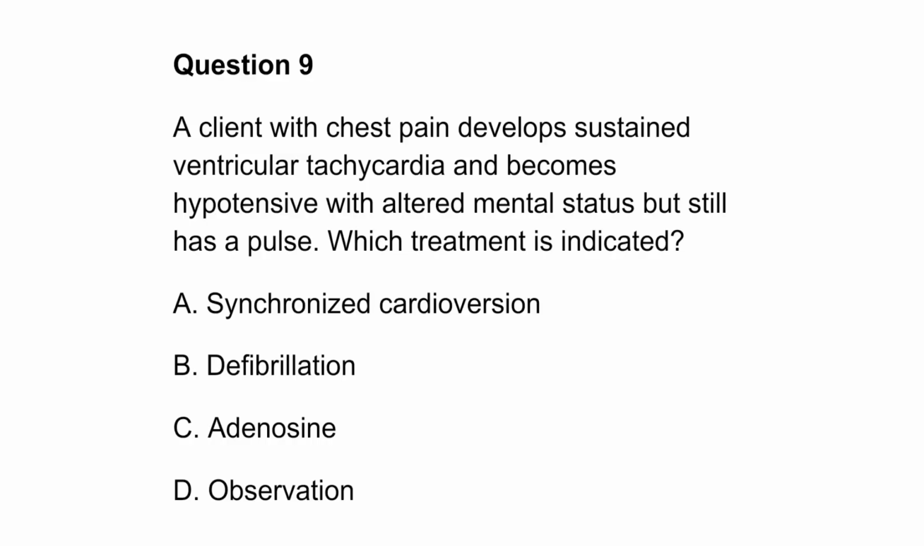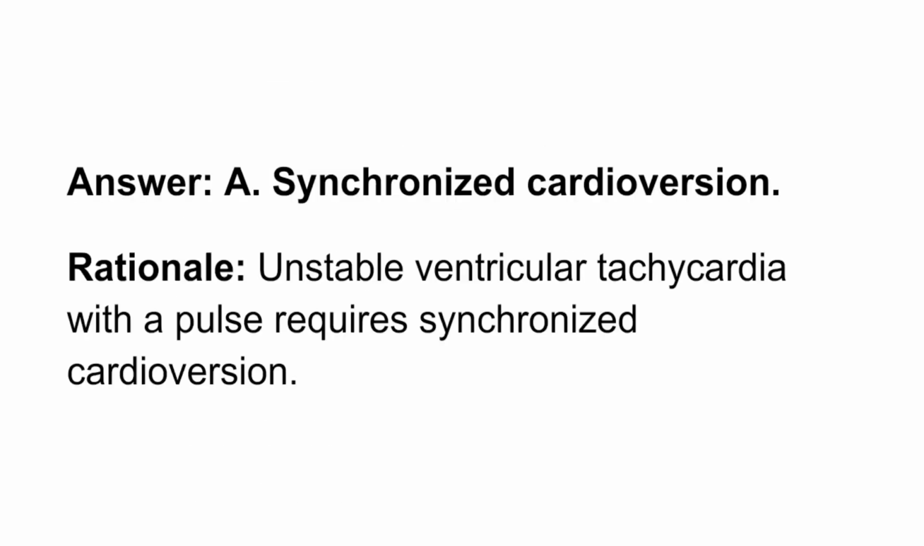Question 9. A client with chest pain develops sustained ventricular tachycardia and becomes hypotensive with altered mental status but still has a pulse. Which treatment is indicated? A. Synchronized cardioversion. B. Defibrillation. C. Adenosine. D. Observation. Answer: A. Synchronized cardioversion. Rationale: unstable ventricular tachycardia with a pulse requires synchronized cardioversion.